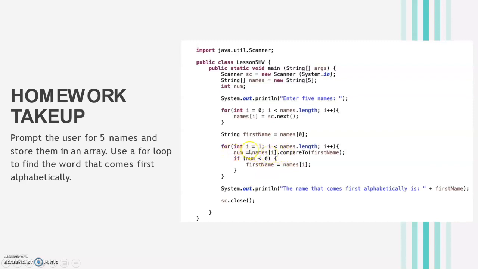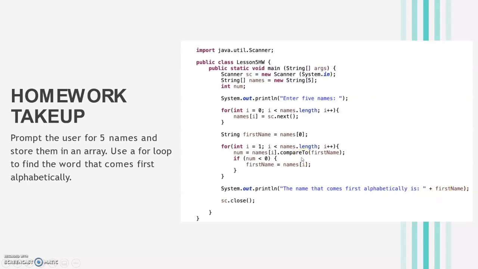compared the names I to the first name, and if it was less in the alphabetical order, then we switched the first name variable and names I, meaning that the first name always stored the word that came first alphabetically, and then at the very end we printed out everything plus first name. So the name that comes first alphabetically is, and then the first name variable.